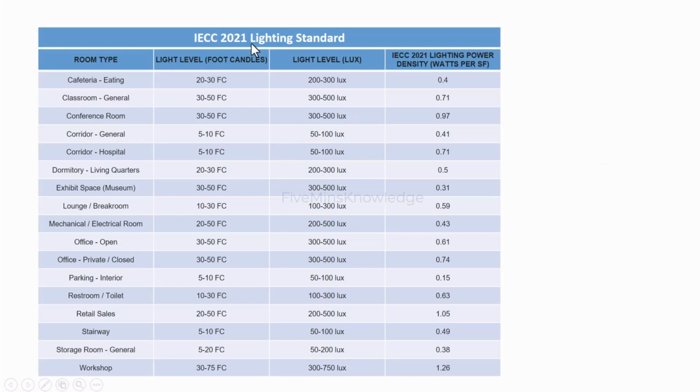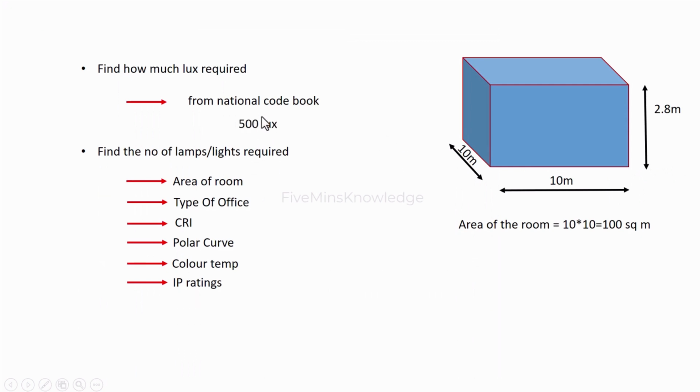As per IECC 2021 lighting standard, for office we use 300 to 400 lux. So we will choose the maximum lux required here. So we'll choose 500. So our lux required for our office is 500. And area of the room we know, 10 meter length, 10 meter width, so 100 square meter.